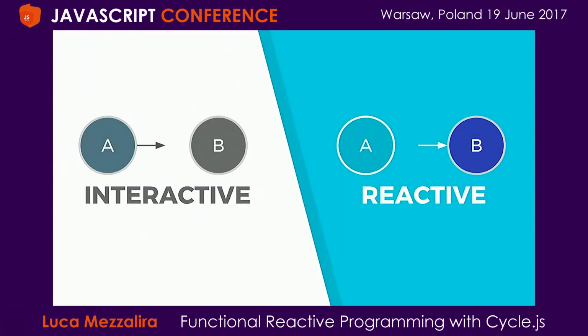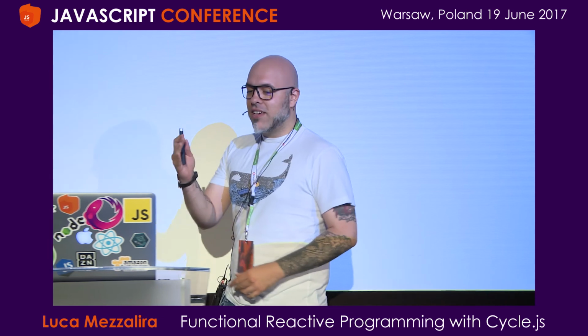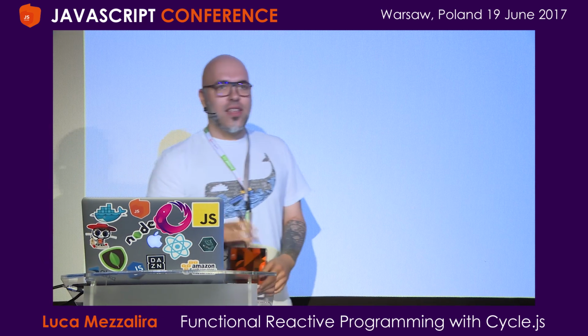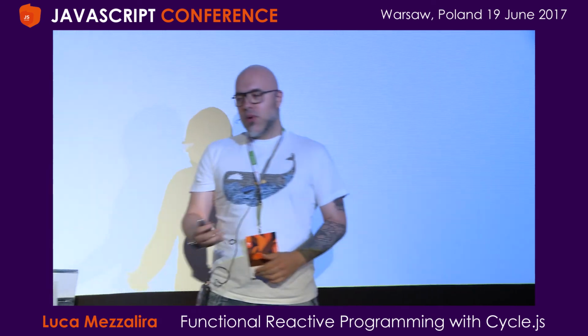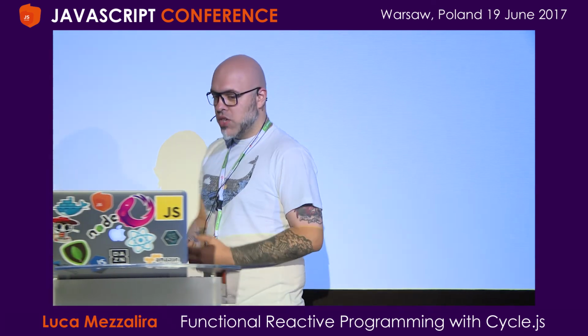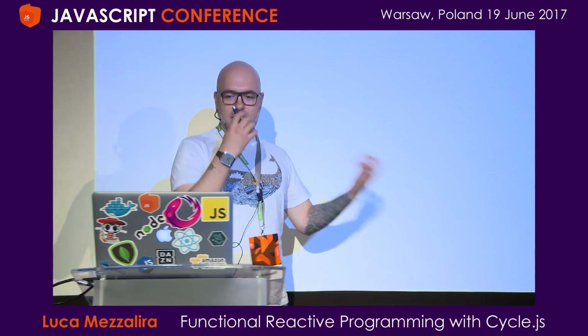So in order to explain a little bit about reactive programming, the first thing, and for me the most important thing about that, is understanding this part here, the difference between interactive and reactive. So interactive programming is, let's think about two objects, object A and object B.